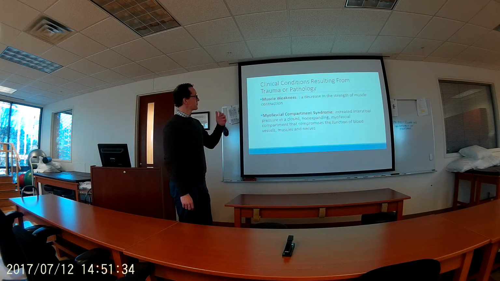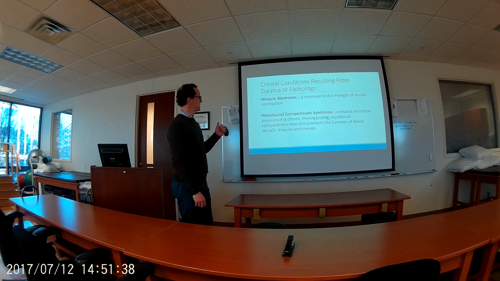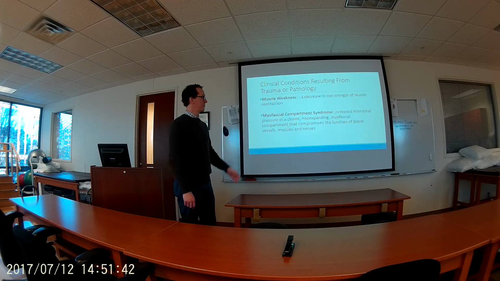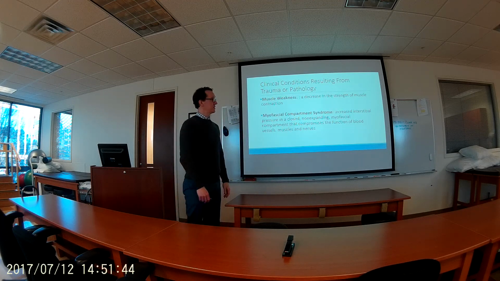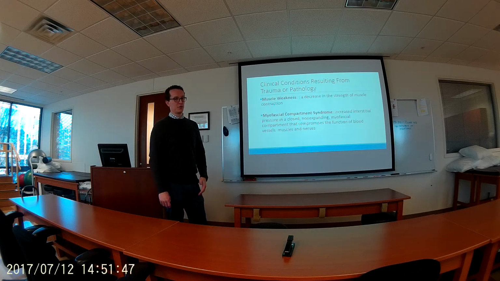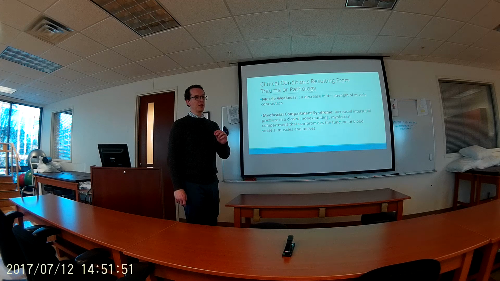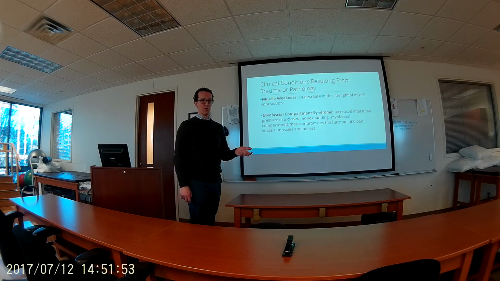All right, so other things that we need to address and discuss is what's the difference between muscle weakness and then something called myofascial compartment syndrome. And so muscle weakness is basically a decrease in strength of a muscle contraction. We measure that with manual muscle testing. We can look at that through observation when we want somebody to walk or ambulate, and we're looking at their gait cycle.